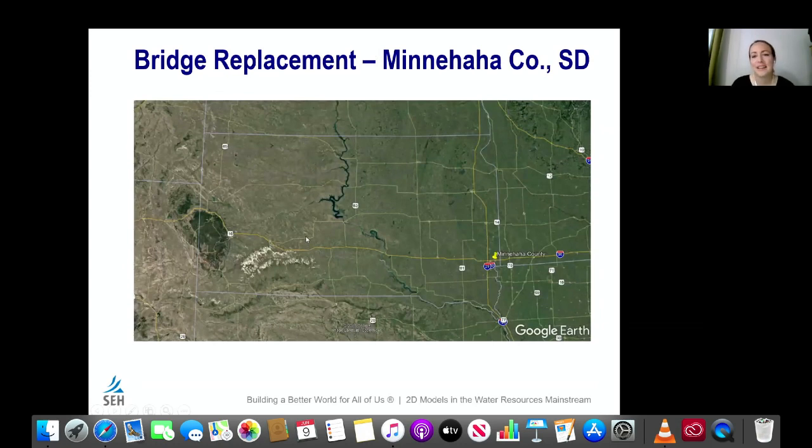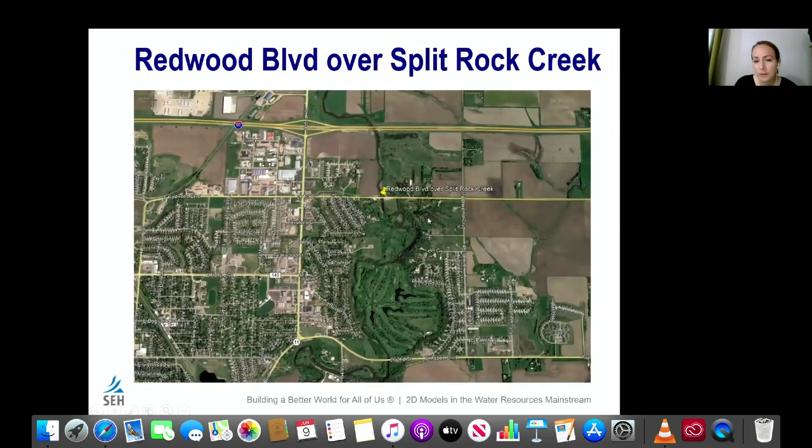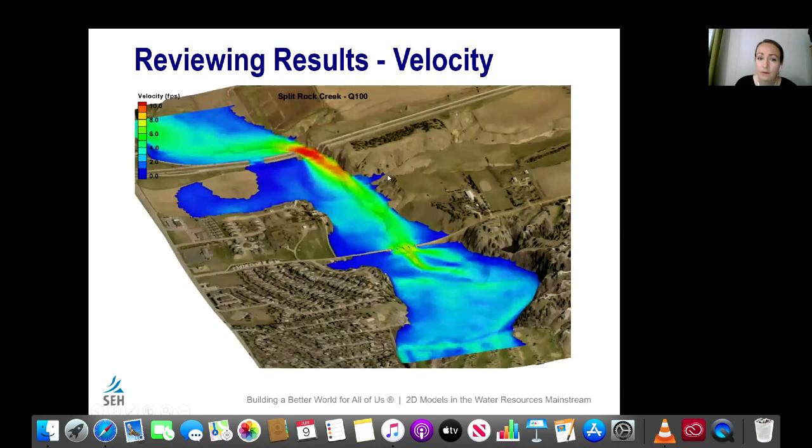So the first case study I'm going to share is still in southeastern South Dakota. And I'm going to really just present a few different results that we got from the SRH2D model of this stream. Here we have a 3D view with the terrain and the aerial photograph. And then it's actually a plot of the velocity. So what we see here is that the velocity is computed at each of those triangular cells that are making up that mesh. So across the floodplain, we see a lot of variation in the velocity. That can help us choose appropriate riprap size and extent too.